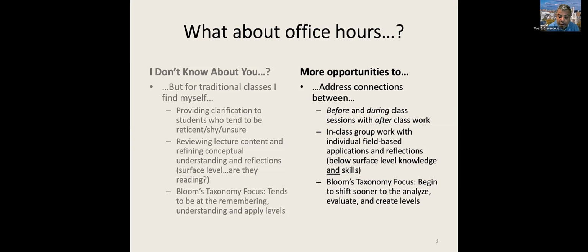So then I find the class shifting sooner to higher levels in Bloom's taxonomy, where they are analyzing and evaluating themselves and each other within a group when they work with each other, and also analyzing and evaluating other groups. And then we are co-creating. So we are co-creating together, where the end product is a refined product.